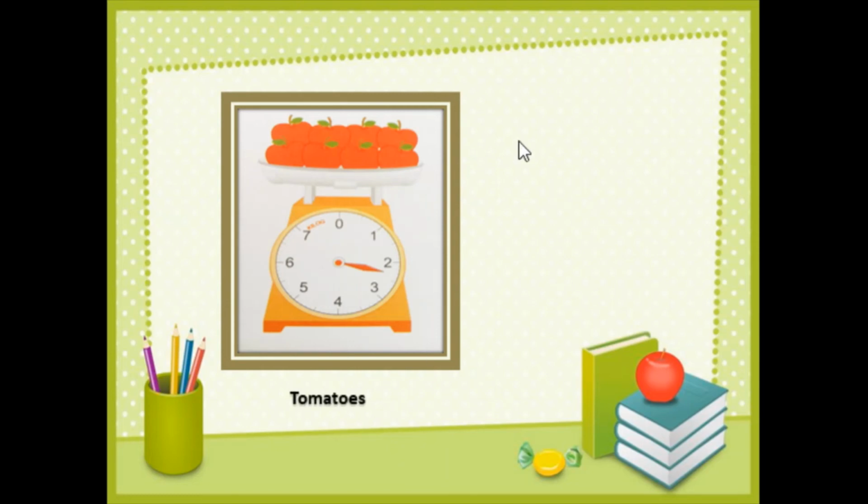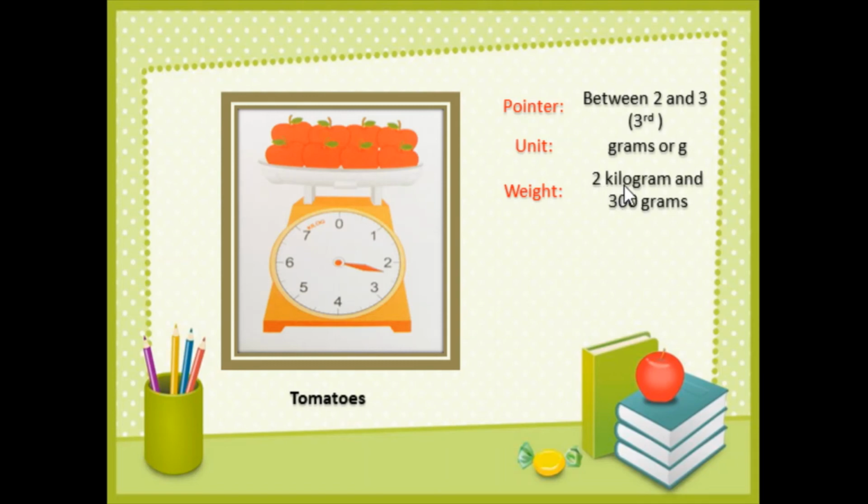Let's write the pointer, the unit, and the weight. Where does our pointer point this time? Okay, it points between, good job, 2 and 3 in the third division. So we still use both kilograms and grams. So our weight becomes 2 kilograms and 300 grams.